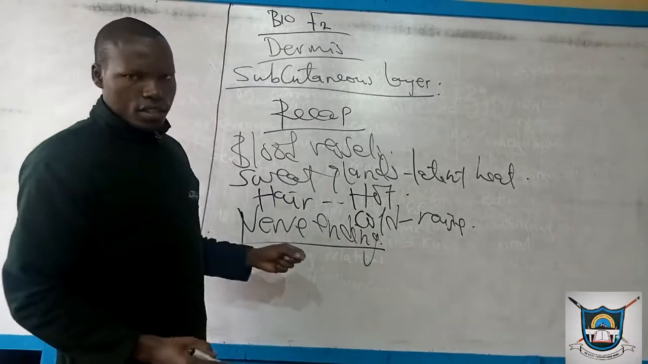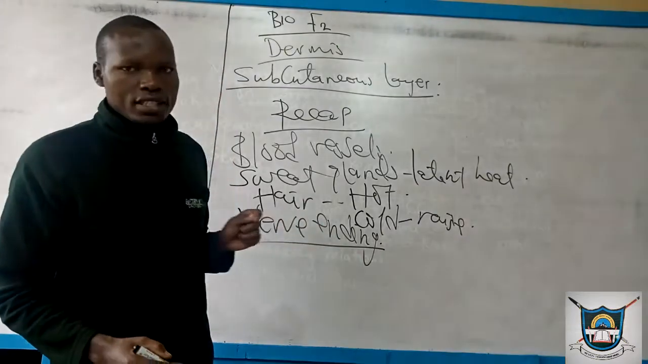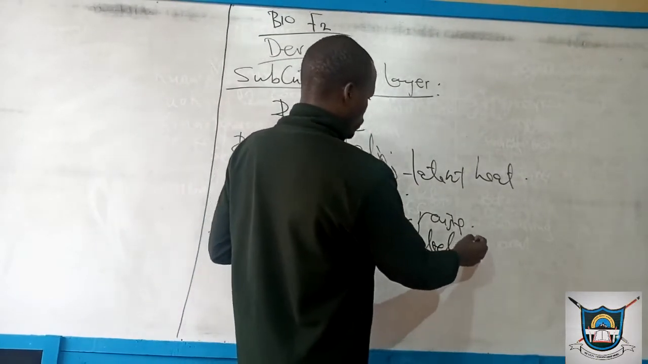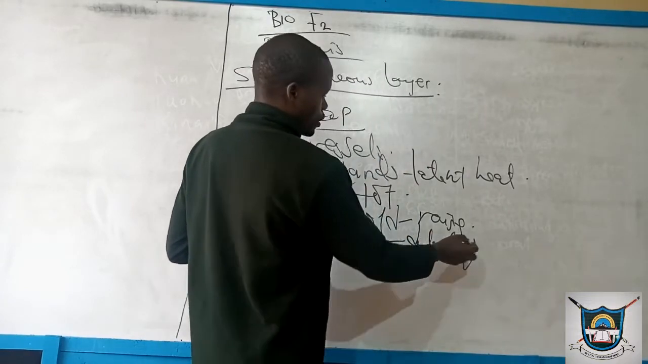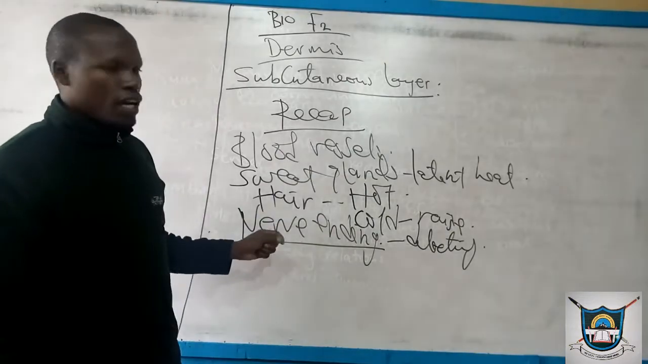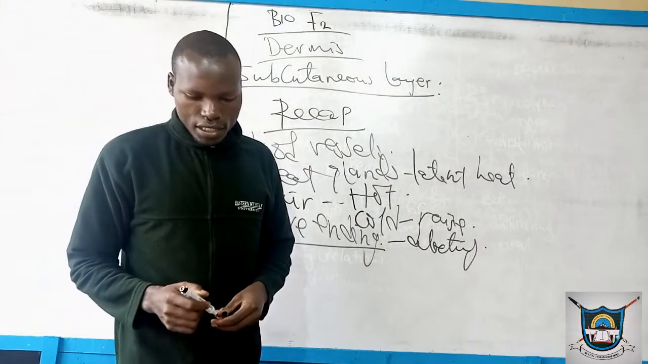And the nerve endings, we said, are responsible for detecting stimuli, detecting the stimuli around the body. When it is very cold, when it is very warm, it is upon the nerve endings to detect the same.